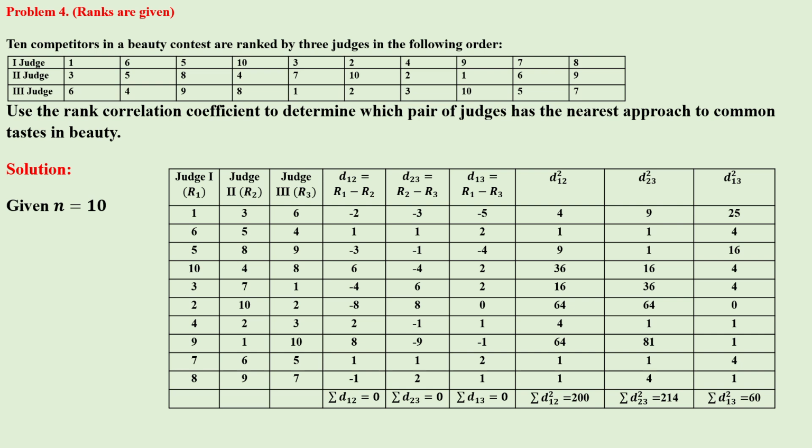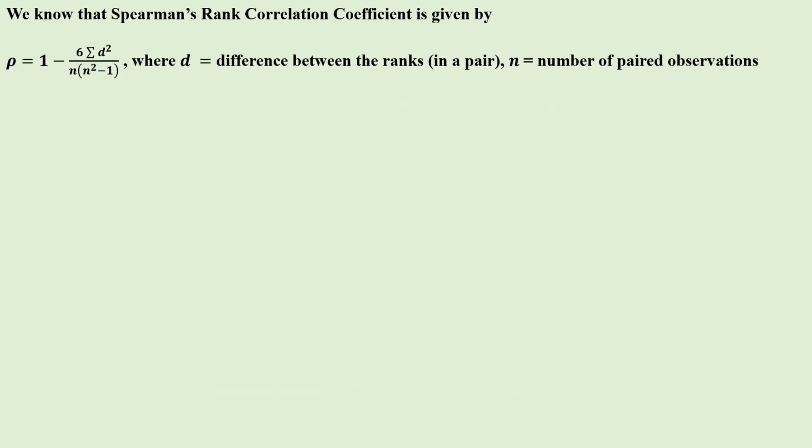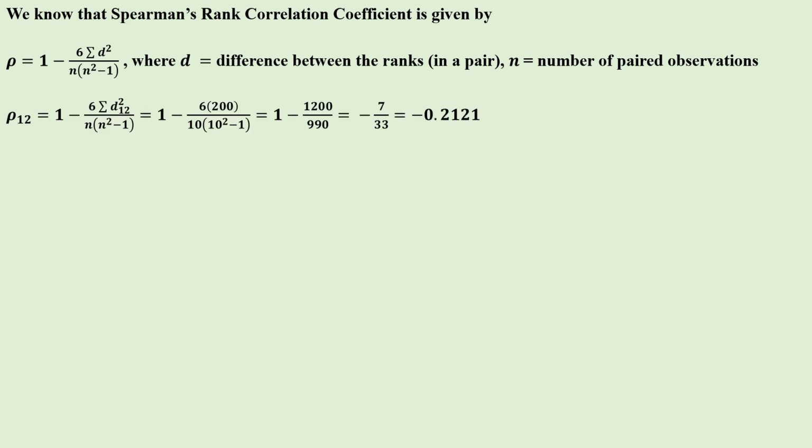So we know Spearman's rank correlation formula, rho is equal to 1 minus 6 sigma d square by n into n square minus 1. So first comparing judge 1 and 2. Rho 12 is equal to 1 minus 6 into summation D12 square by n into n square minus 1. Substitute the values from the table, you will get 1 minus 6 into 200 by 10 into 10 square minus 1. After simplification, you will get minus 0.2121.